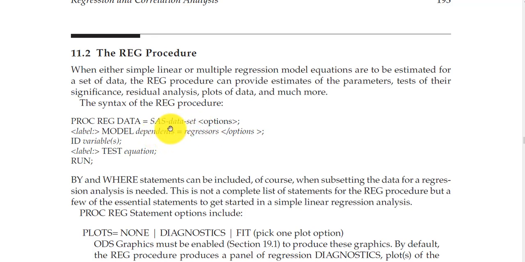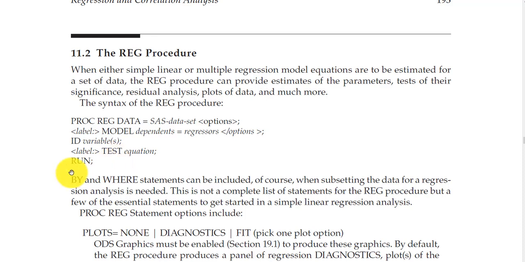If you reverse those, you will get an answer, but it's not the answer to the question you're asking. The ID variables, we'll talk about that in some of the output. We typically choose one or more of the regressor variables to be ID variables, and then we can also talk about testing hypotheses about the slope using a test equation in the reg procedure.